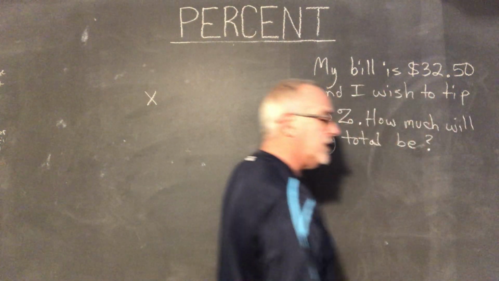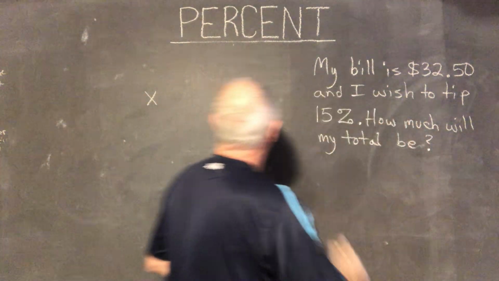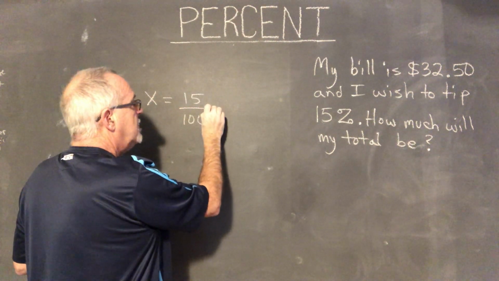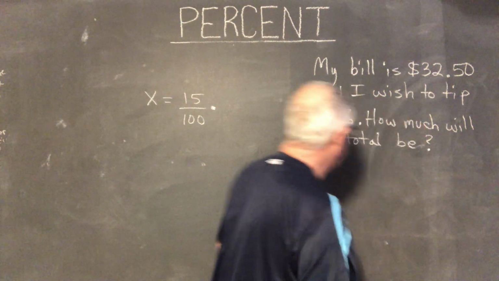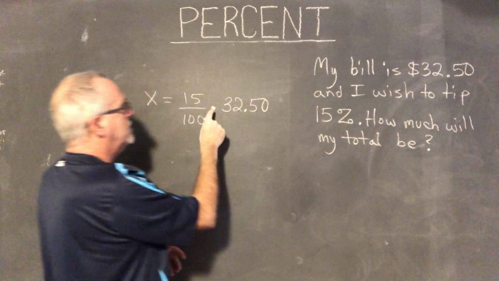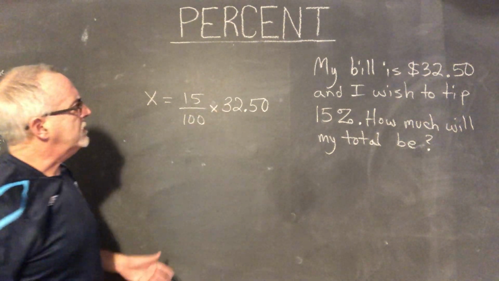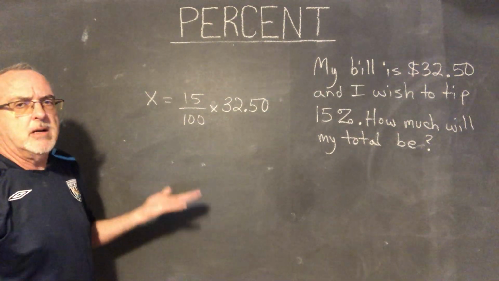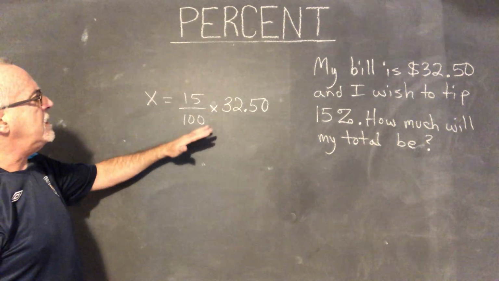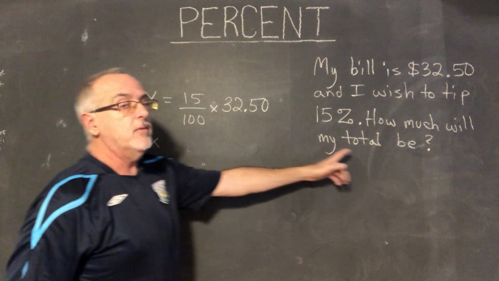No, that's not going to give the total, so I'm going to do two steps. X is equal to 15 over 100, that's the 15%, times the 32.50. So I'm using that dot for multiplication. Maybe it's more clear to put a multiplication symbol in X, but we're used to doing the X and the dot, and the students know what we're doing. Okay, 15 divided by 100 times 32.50 is going to give something, but it's not going to give the total.